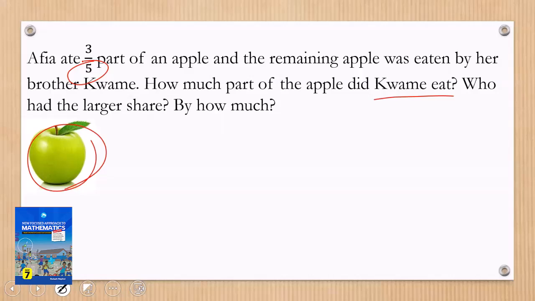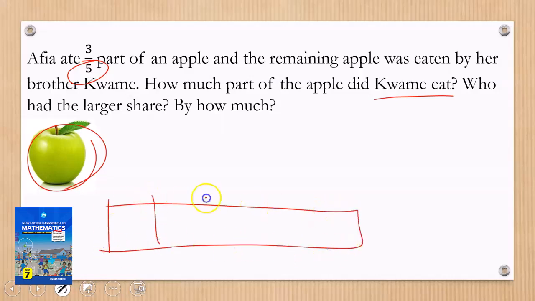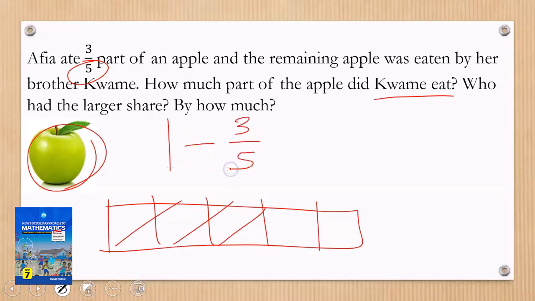if you ate 3/5, so what will be the remaining? Because if the whole thing has been divided into 5, let's say this is the apple divided into 5, and if you have eaten 3/5, that means the remaining 2/5 is eaten by the brother. So we can do that by saying 1 minus 3/5. And if you do the subtraction, you get 2/5. Is that right? Good. So it means the brother ate 2/5.